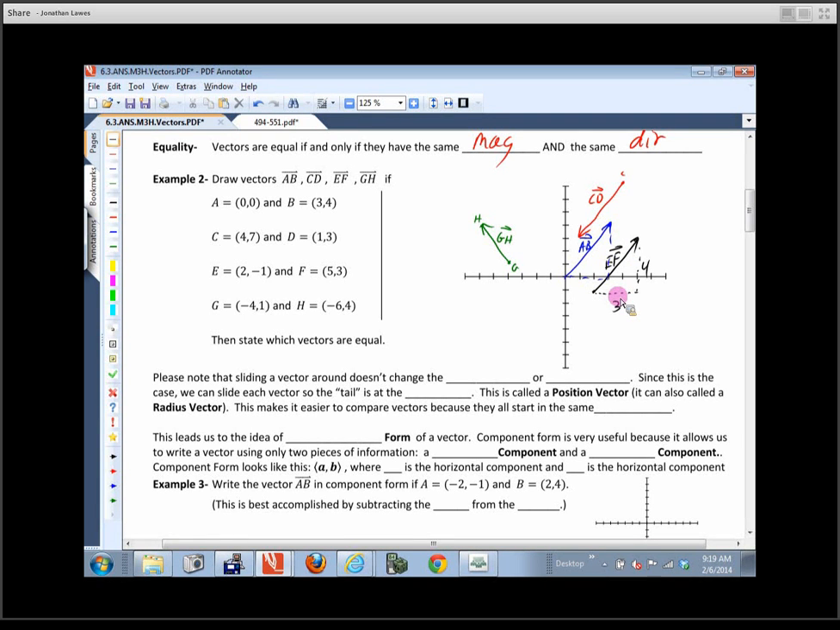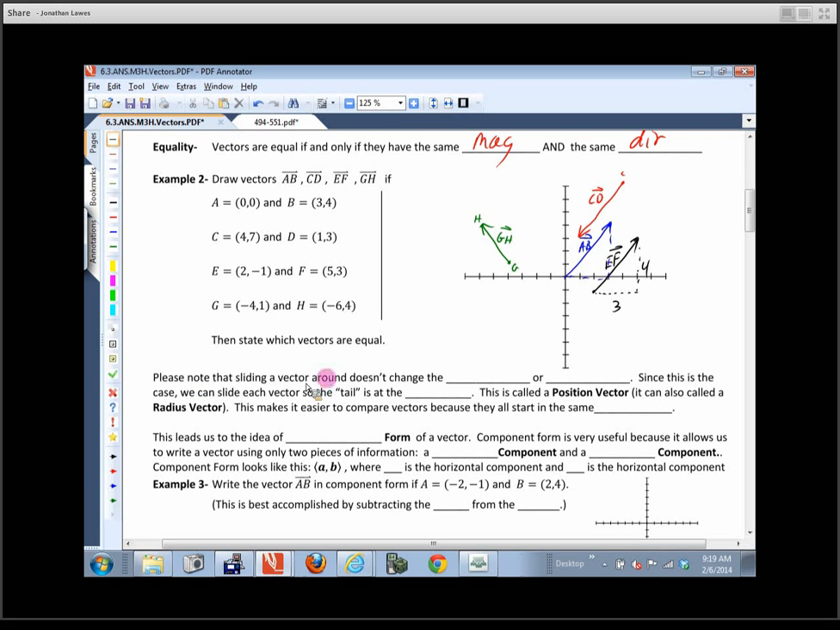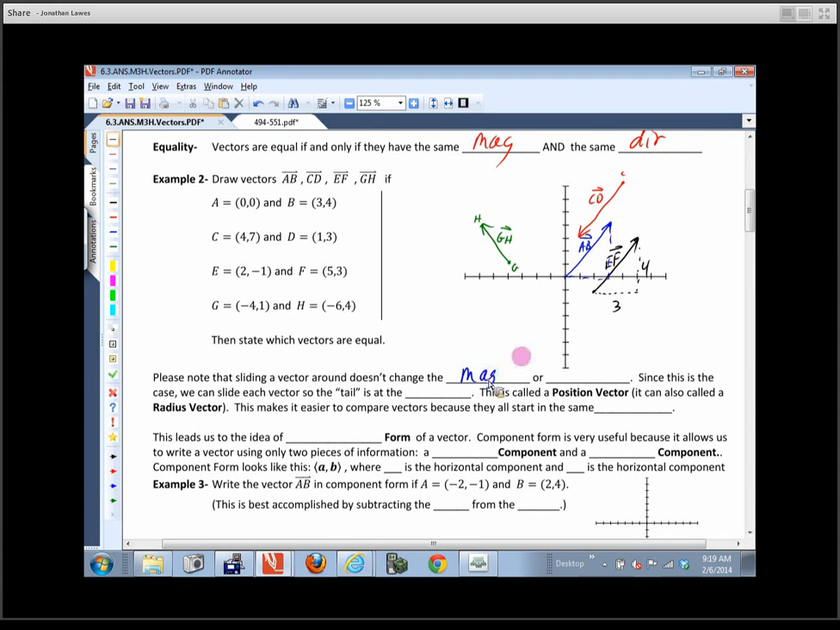And I want to show you something, okay? Notice that we can slide a vector around and it doesn't change the magnitude or the direction. So what if I wanted to take EF and slide it right on top there? I'd need to back this one up 2 and go up 1. So back 2 and up 1. If I back this one up 2 and go up 1, wouldn't that put EF right on top of AB? And then wouldn't we be able to say, yeah, no duh. We could bring a second grader in here and they'd be able to tell us that those two are exactly the same, right? Okay.